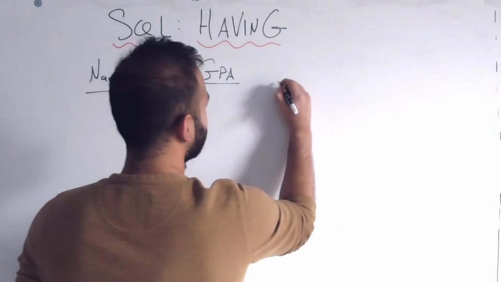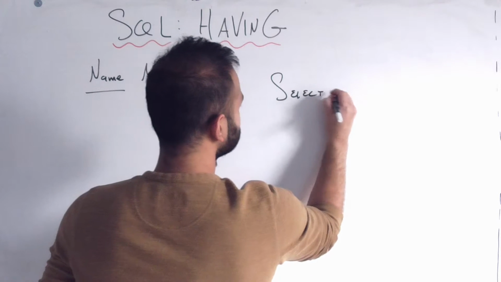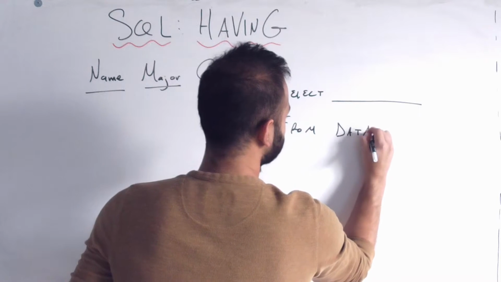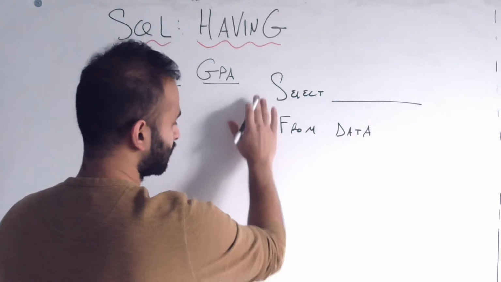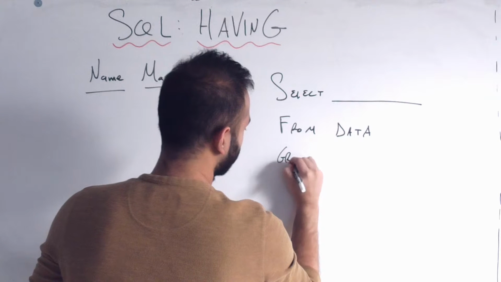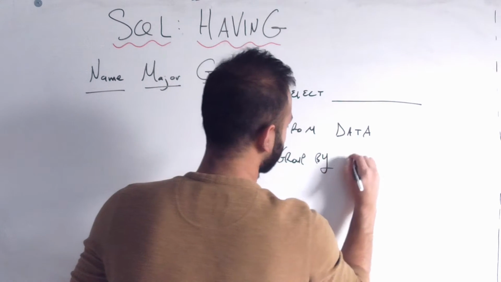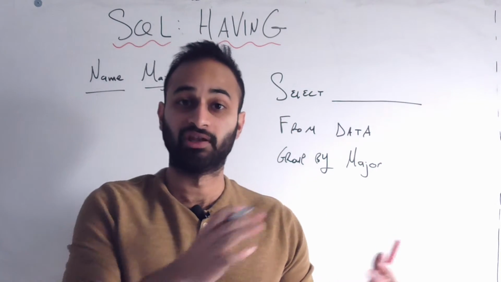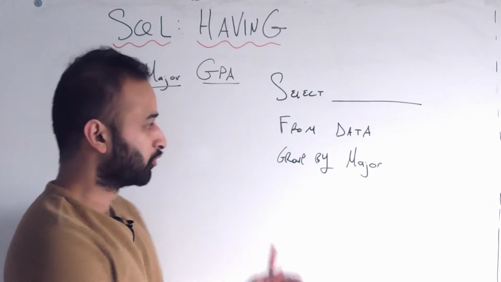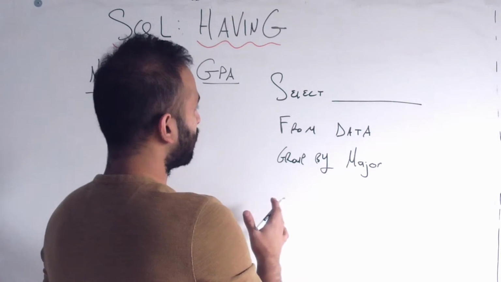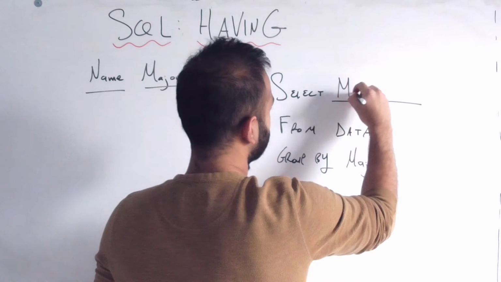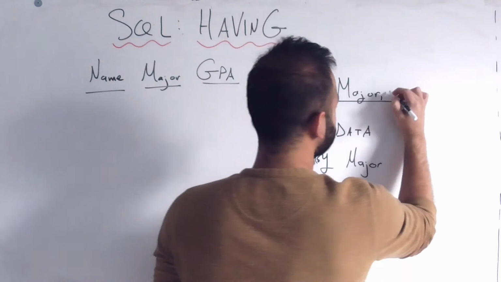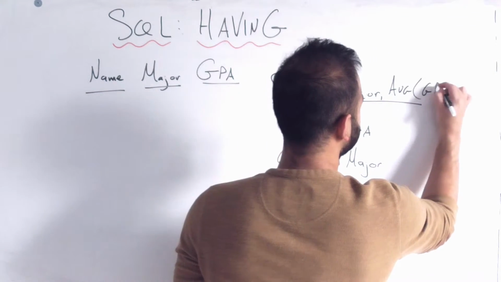So I would do something like SELECT something, we'll fill that in, FROM, I'll just call it data for now, my student data. SELECT something FROM data, and then we're going to GROUP BY major, right? So I'm grouping by major because I care about the average GPA within each major. So naturally it makes sense to group by major. Now let's think about what goes in this SELECT keyword. I'm going to select the major. And let me also select the average GPA, right? So that I would just do as AVG of GPA.